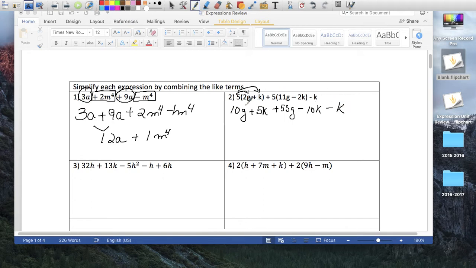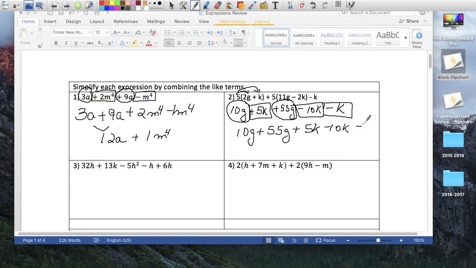Now let's circle everything that's a g. I have a 10g, then I have a plus 55g. I have a rectangle around the 5k, another around the negative 10k, and another around the negative k. So the g's together, 10g plus 55g. Let's move the 5k to the third position. The minus 10k comes in fourth, and the minus k will be last. If I combine the g's, 10 plus 55 is 65, and I get 65g's.